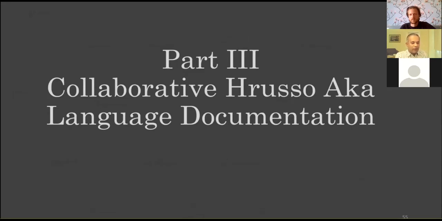To prevent this tragedy, what can be done? What can we do? One way of preventing language loss is language documentation. I would like to discuss what we are doing among the Hrusso Akas very briefly now. Again, I would emphasize that this has been a collaborative Hrusso Aka language documentation. I thank all my team members, most of whom are listening today. It is because of you this has been possible, and a big thanks to all of you. I have learned so much from you and from the entire Hrusso Aka community. Thank you.